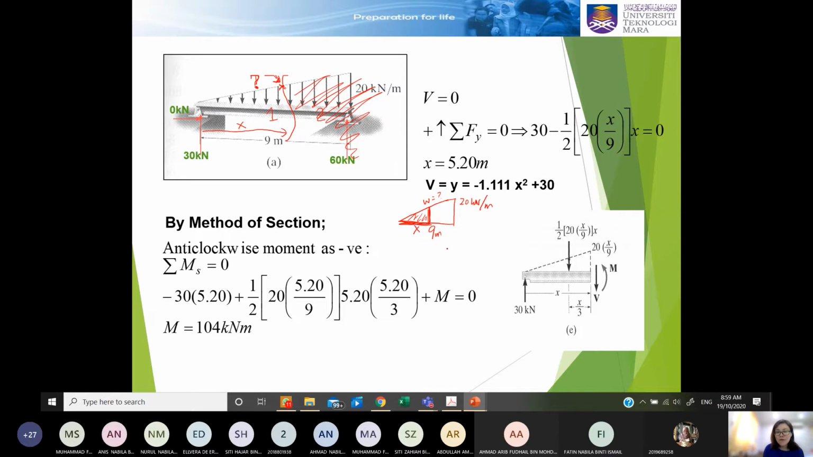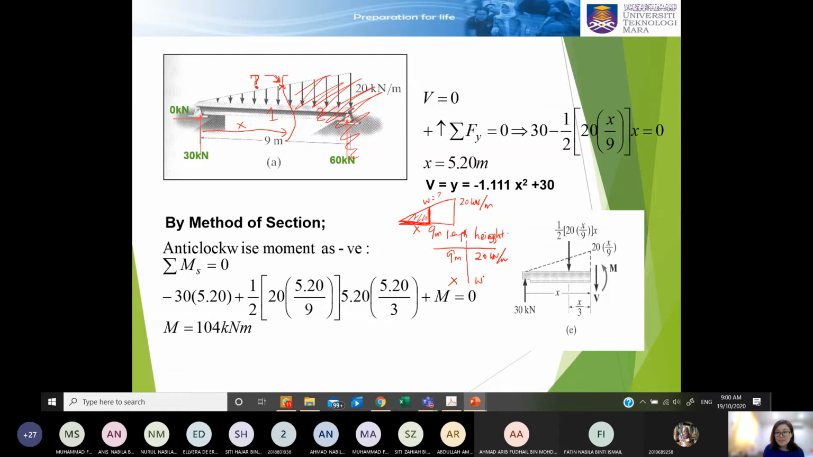So I can form one ratio problem here. I put these values appropriately, with this being the length and this being the height. The length here is 9 meter, and the height for 9 meter is 20 kilonewton per meter. My unknown length here is X, and my height should be W.